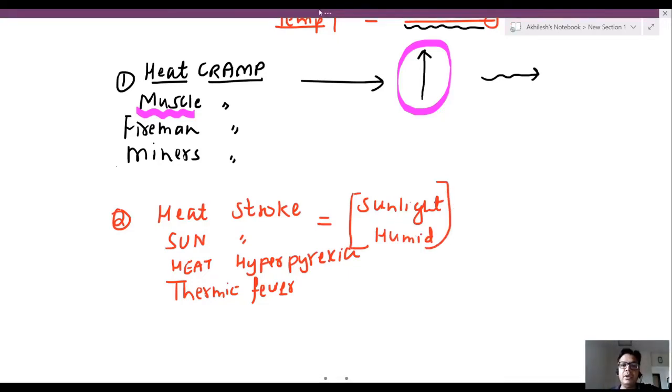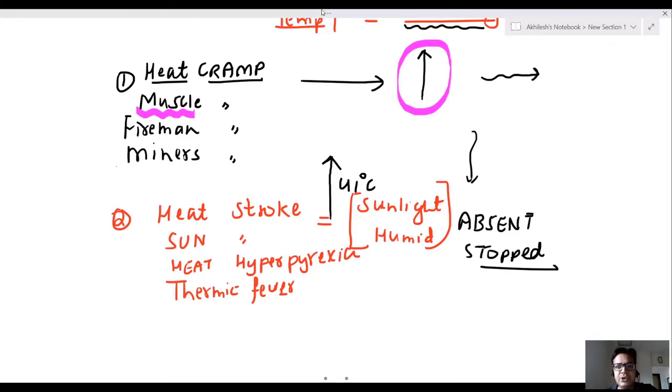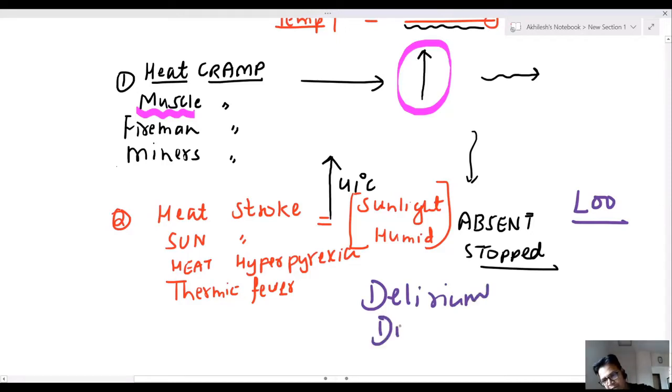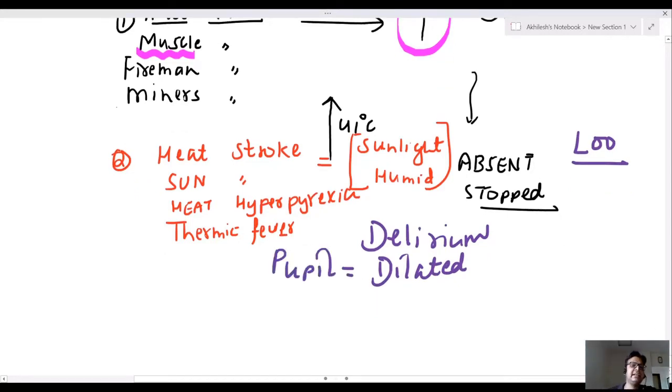Sir, what happens? When your temperature goes above 41 degrees centigrade, this sweating is absent or stopped. This condition is known as heat stroke. In North India, it is also known as loo. And sir, here the person goes into delirium and the pupil is dilated. This condition is known as heat stroke.